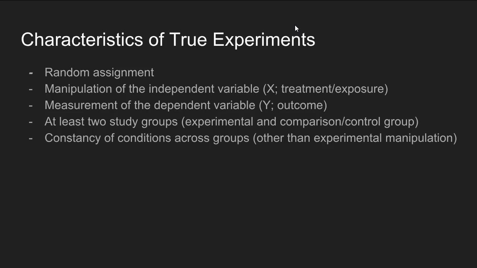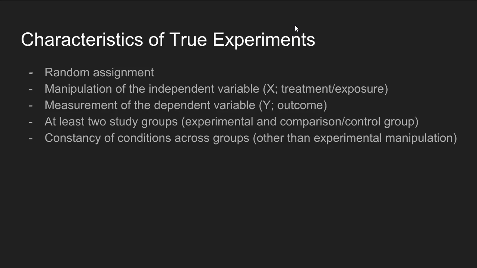True experiments have several characteristics. These include random assignment. So participants are assigned at random to either a treatment or a comparison group. There is manipulation of the treatment exposure variable or the independent variable. So the researcher is able to specifically manipulate which participants receive some type of treatment or exposure. And that's the independent variable X.